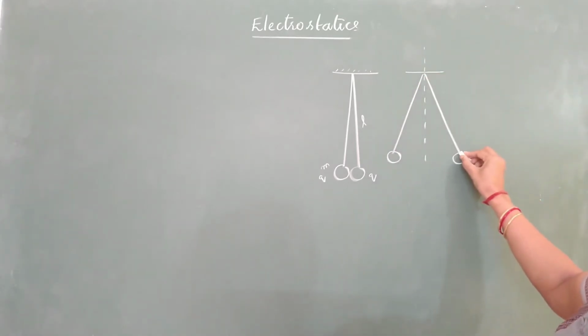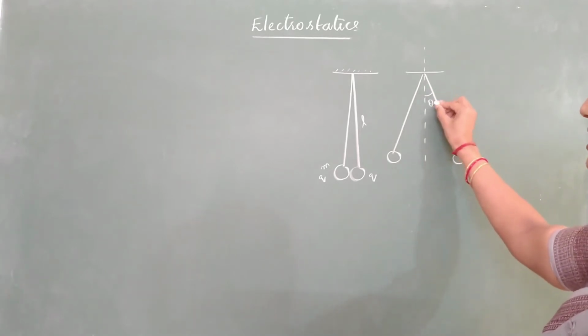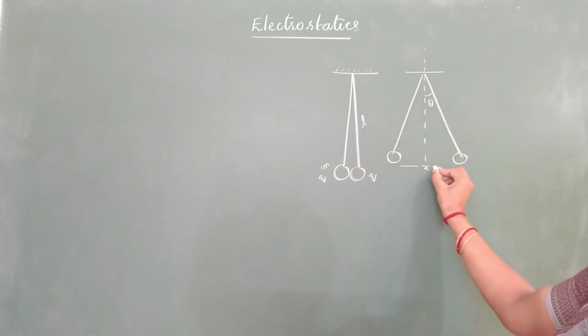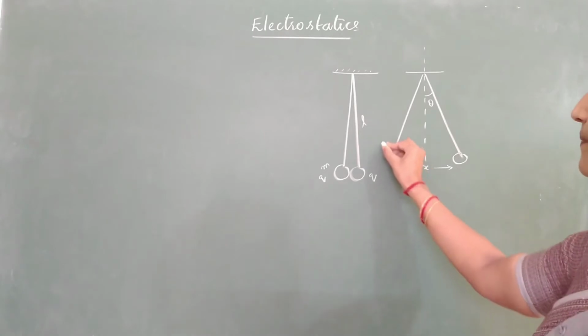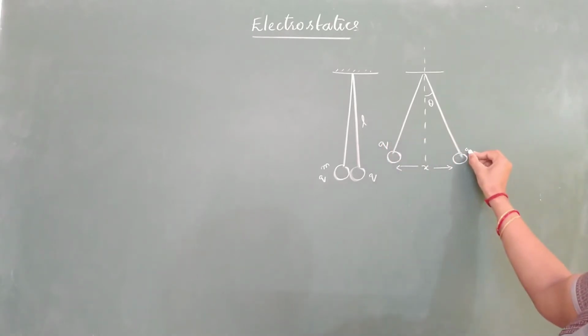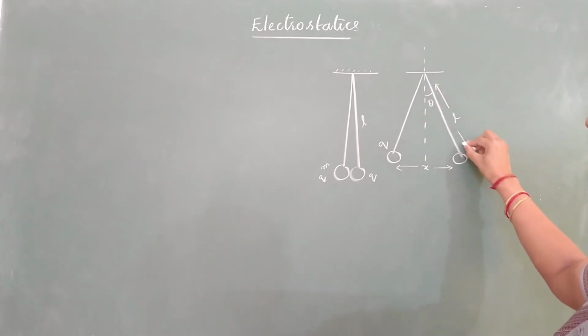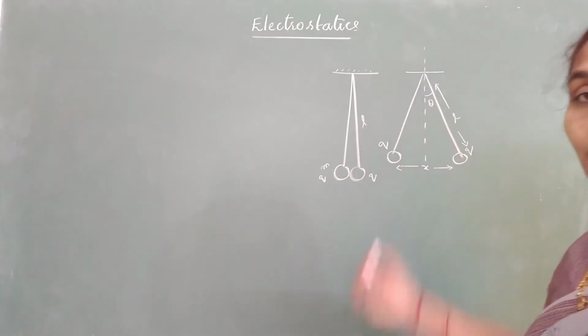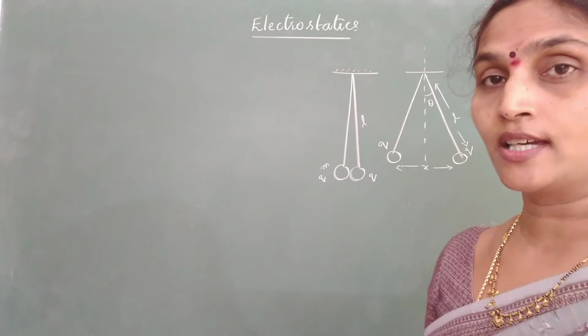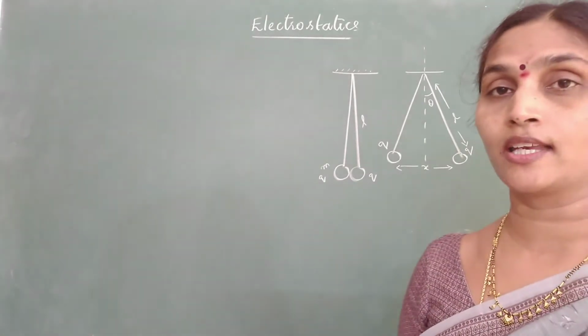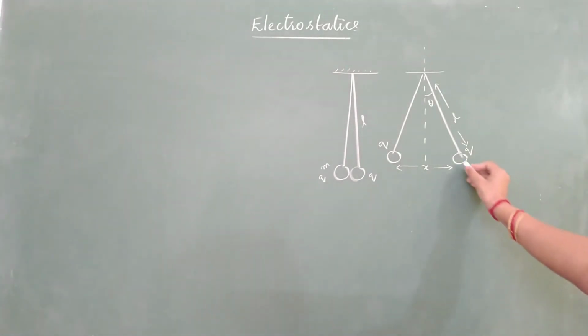Okay, suppose they are repelling, making an angle theta. The distance between them, I'll take it as x, charge is q, length of the pendulum is given as L. Find out the value of this theta. So in such a case, since the bob is in equilibrium, identify all the forces acting on the bob.